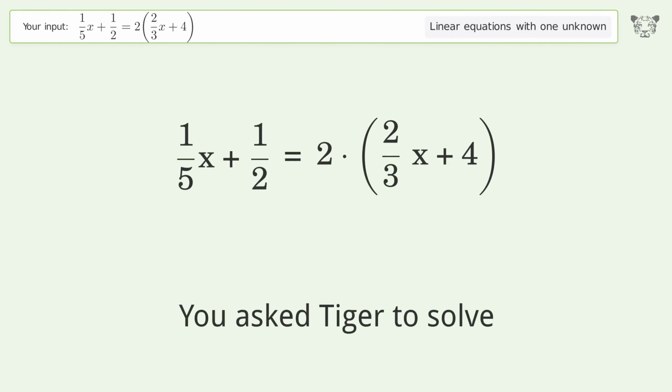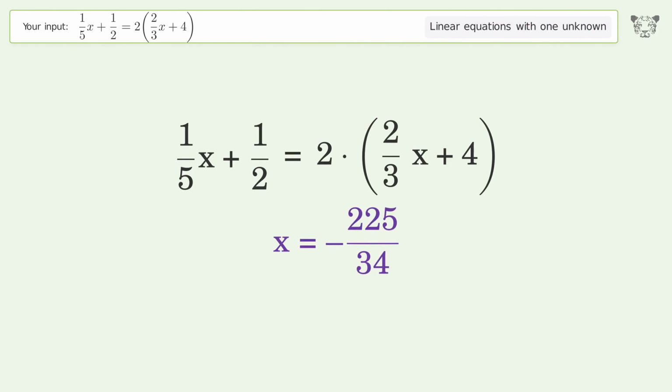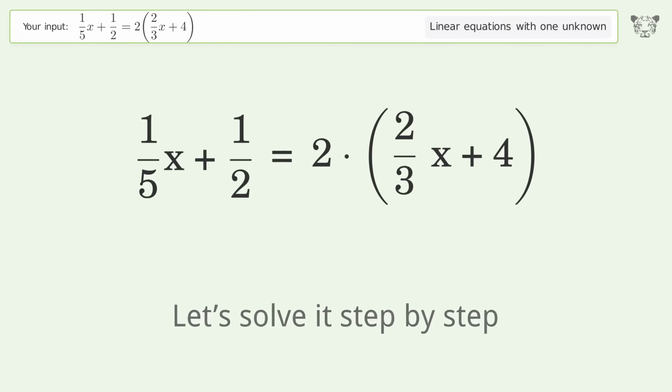You ask Tiger to solve. This deals with linear equations with one unknown. The final result is x equals negative 225/34. Let's solve it step by step.